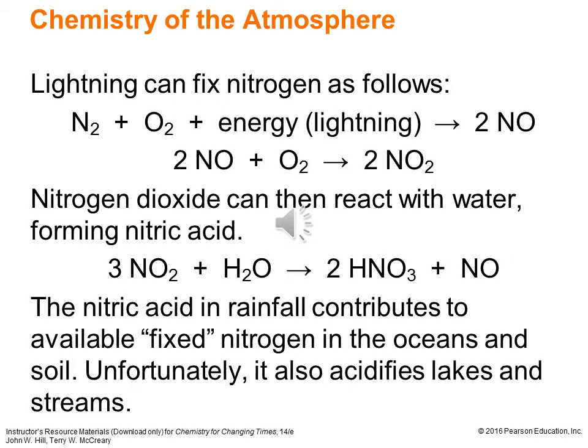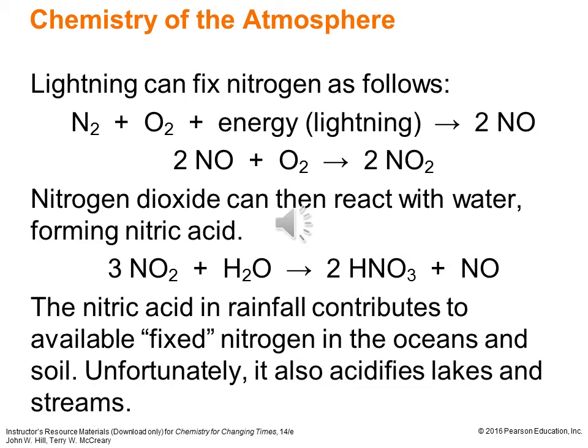Lightning can also fix nitrogen, as we see. Nitrogen and oxygen and the large amounts of energy provided by lightning can give rise to nitric oxide, and then the nitric oxide can react with further oxygen to form nitrogen dioxide, which can then go on to react with water to form nitric acid and additional nitric oxide, which can go through the whole cycle again.